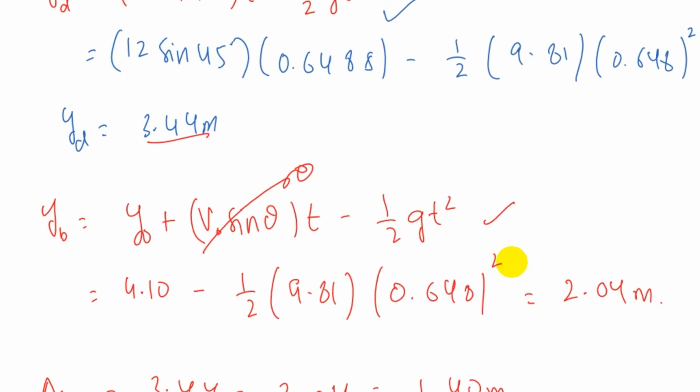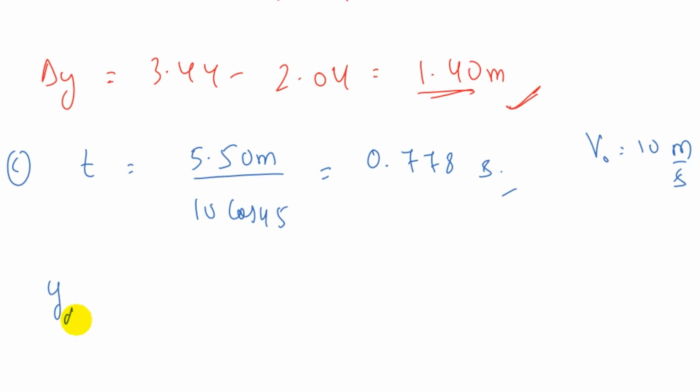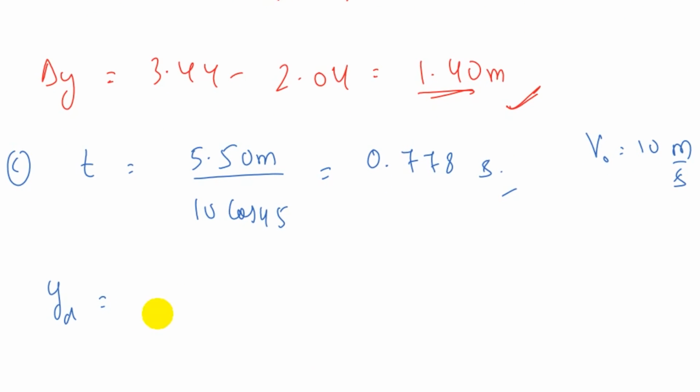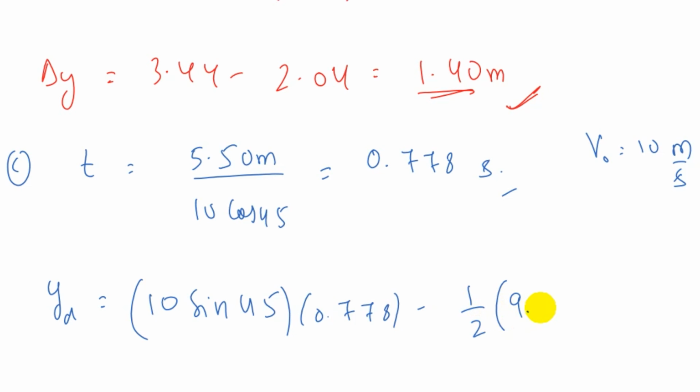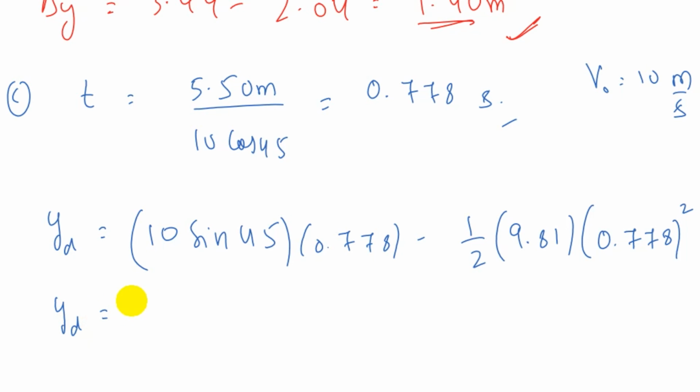Now find the vertical position for the dolphin corresponding to this time. So YD is equal to, we are using this equation now, V0 sine theta. So V0 we have 10, sine theta remains the same, 45 degrees. Time becomes 0.778 seconds, minus 1 over 2, G is 9.81, T squared is 0.778 and its whole square. Now on further solving, we'll get the value of YD to be equal to 2.53 meters.